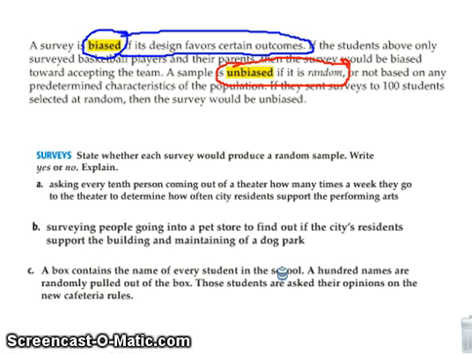Here are a couple of examples. It says state whether each survey would produce a random sample. Asking every 10th person coming out of a theater how many times a week they go to the theater to determine how often city residents support the performing arts. Obviously, that's like asking everybody at the baseball game if they like baseball, right? If you're asking the people coming out, I know some of the moms in there don't like it. No chance. Obviously that is going to be biased.